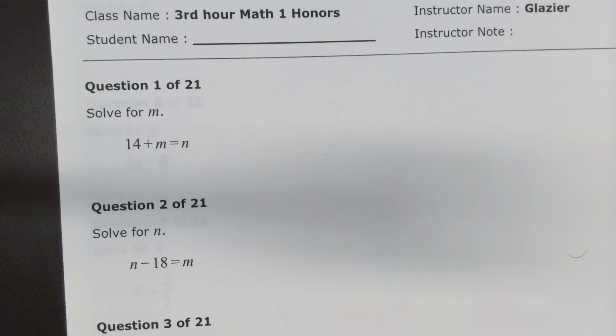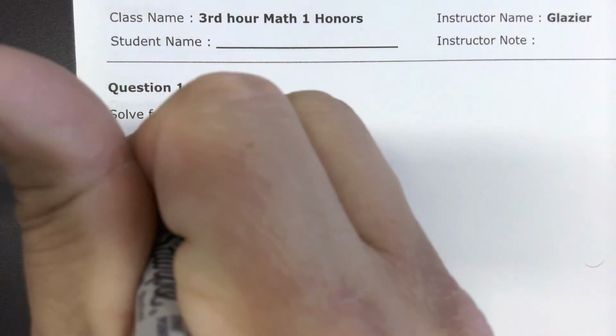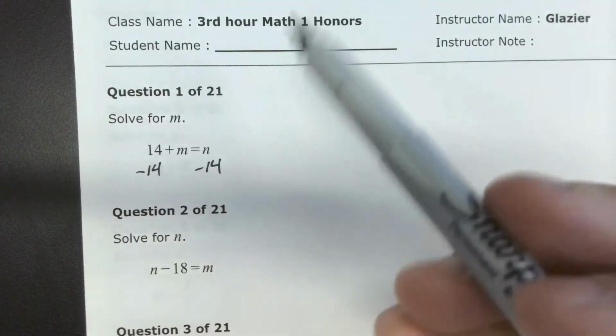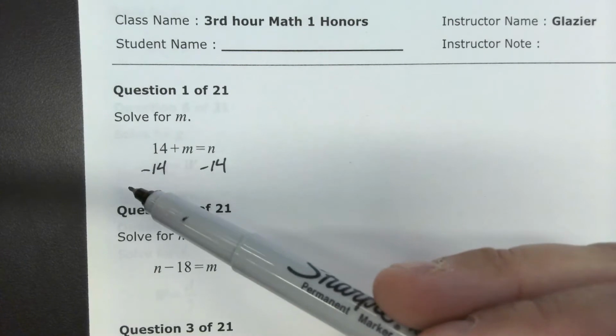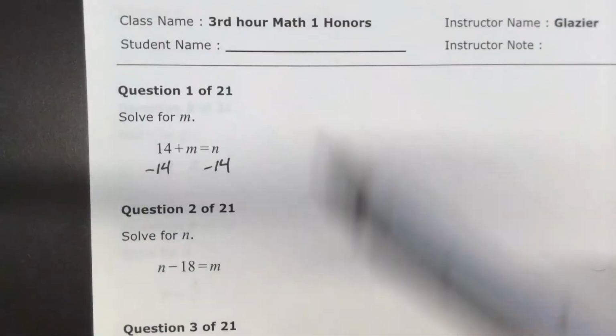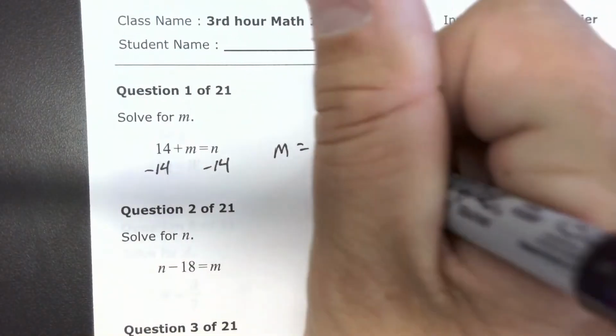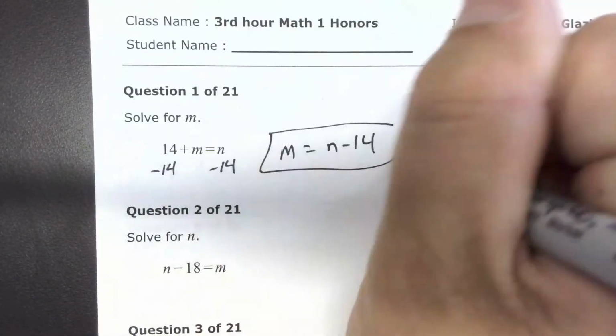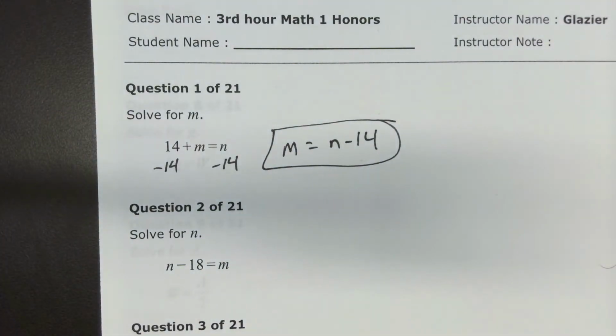So question number one says solve for m: 14 plus m equals n. If something says solve for m, the goal is to get m alone. If we're solving for a variable, the goal is to get it alone. So all we're going to do is subtract 14 from both sides. The reason I subtract is because it's a positive, so we subtract it, and we get m equals n minus 14, and that would be your answer. It's going to get a lot harder.